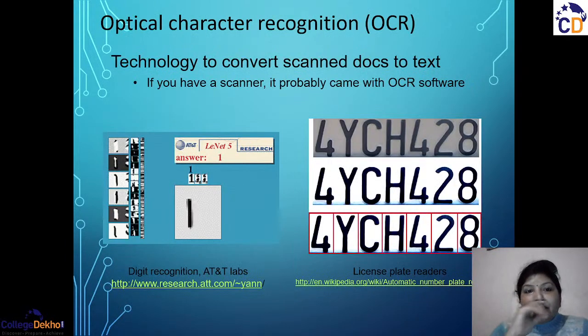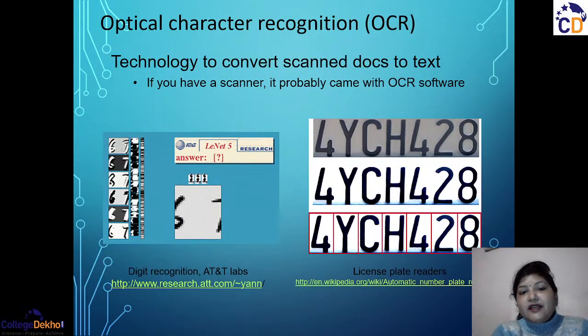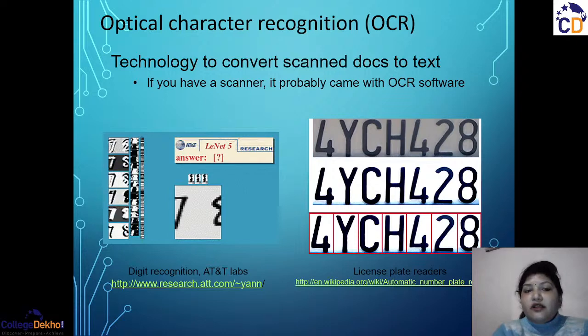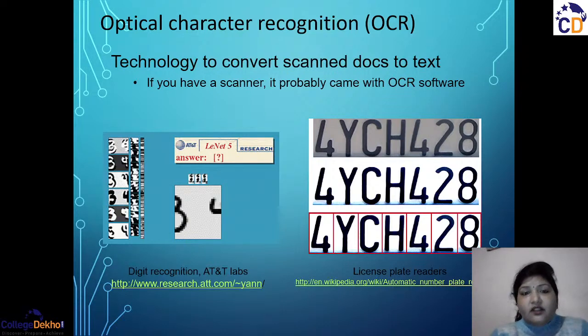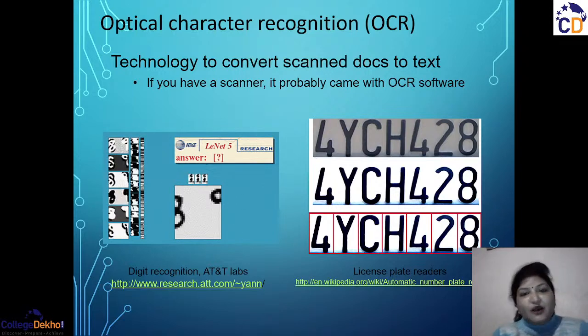Then we have optical character recognition. It's basically an image. Now this image is going to be processed, and we can scan whatever is written on that document, and it converts it into text. Then when it converts into text, we can use NLP for reading out the content.